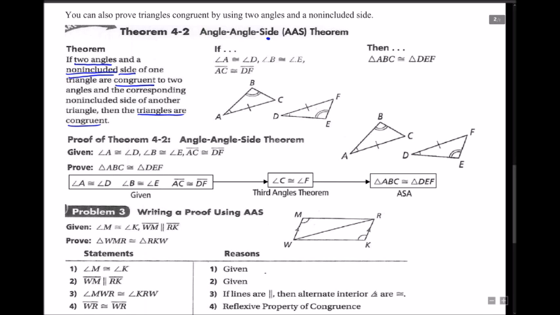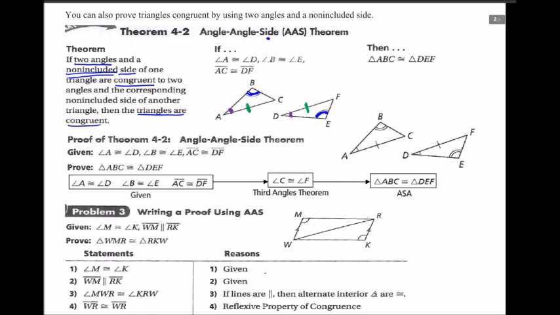So let's look at this. What do we have? Well, we have this angle here, and this angle here, and this angle up here, and this angle here. So there's our two angles, and we have a congruent side. Look at where the side is this time. It is a non-included side.